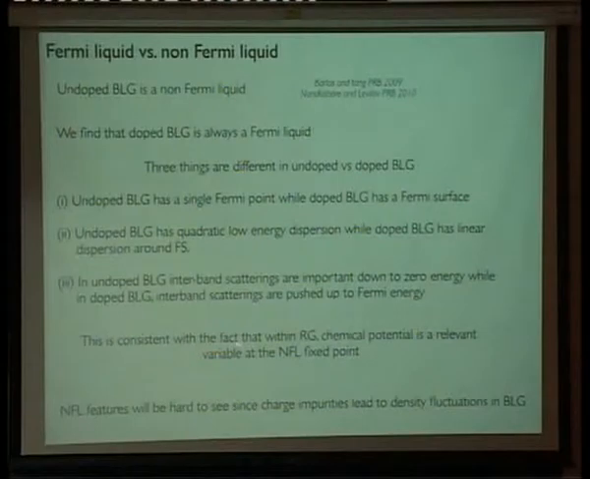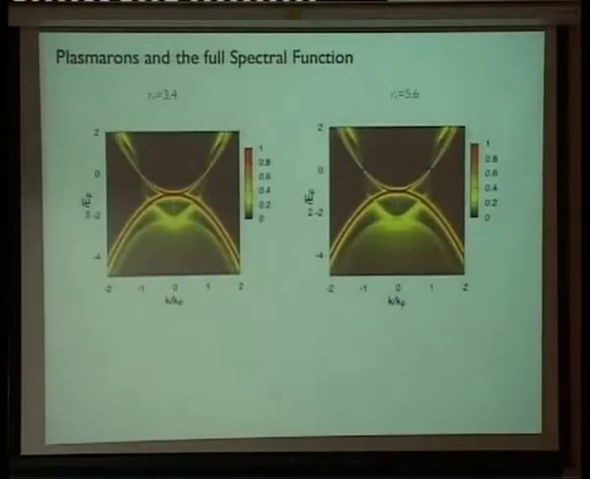So this is also consistent with the fact that within the RG that Barlas and Young and others do, if you put in a chemical potential term, it's a relevant term. And it's relevant at three levels. That's basically saying that the moment you put in any chemical potential, you're going to flow out of this non-Fermi liquid fixed point. And so it would be hard to see these NFL features because density fluctuations are always there in bilayer graphene.